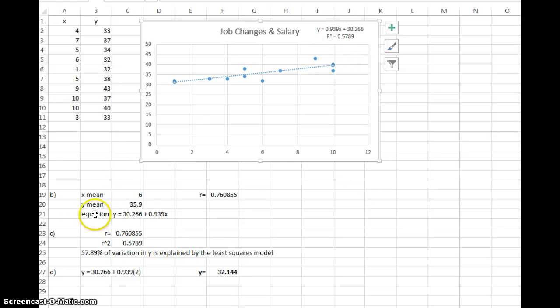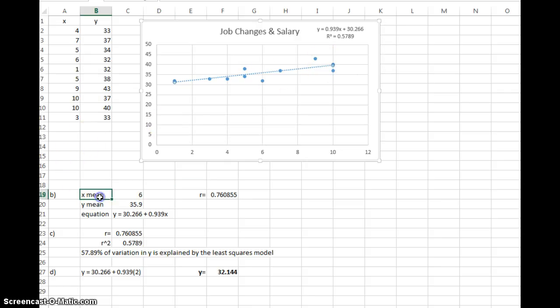Alright, so before we answer B, C, and D, let's just look at the chart. It seems that the more times someone switches a job or has a job change, it looks like there's an increase here in the salary. So a positive correlation: as you switch your job more often, there's more job changes, your salary's going up. That seems to be the trend.